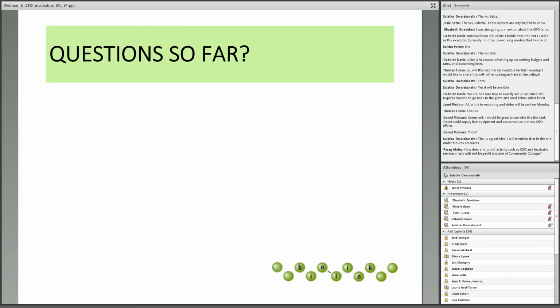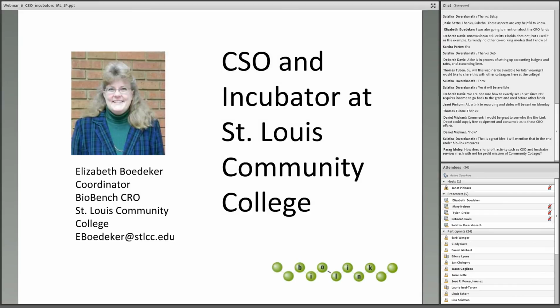Moving on, let's move on to Betsy, who's going to talk about St. Louis Community College Incubator and CRO. It's called the BioBench. She will give us a history of what's happening, and she will also touch upon some of the IP issues, company confidentiality, insurance requirements, and a lot of environmental health and safety things, because our industry requires a lot of compliances that you need to follow. She'll touch upon some of them, and then maybe we can discuss more in detail in the question and answer session. Go ahead, Betsy. Thank you, Sue.